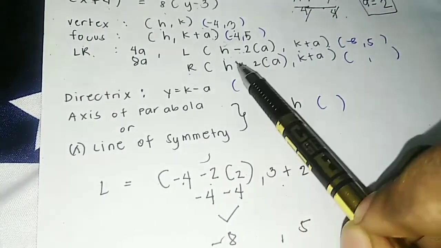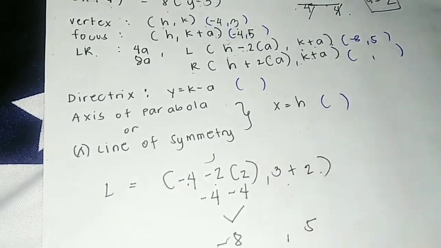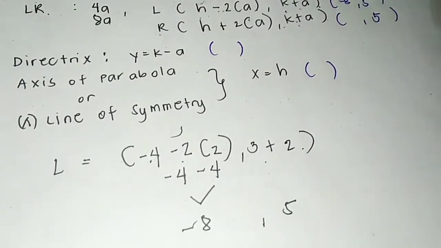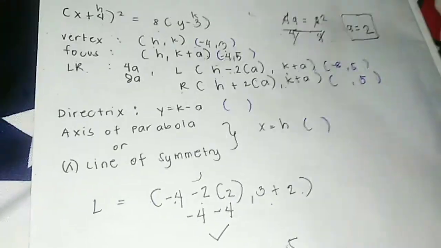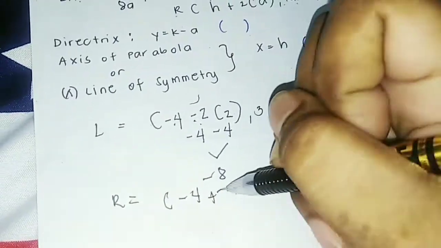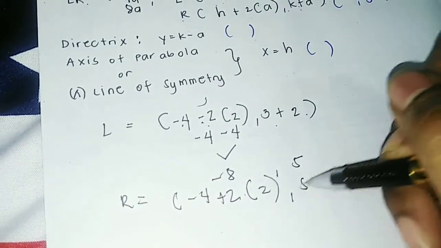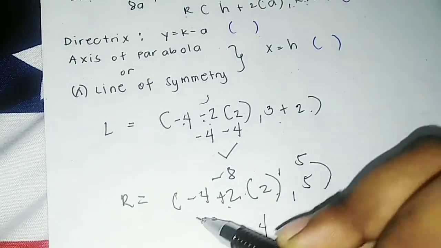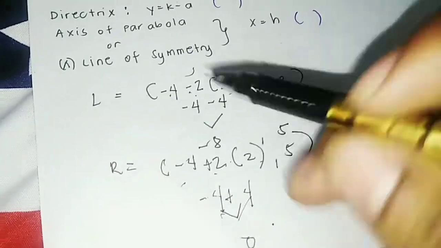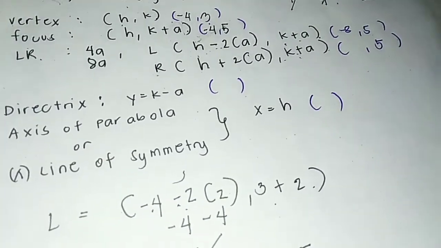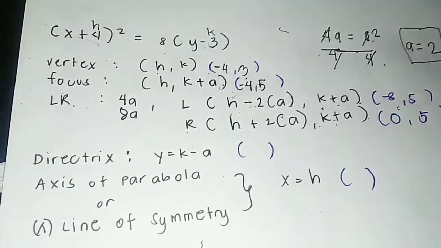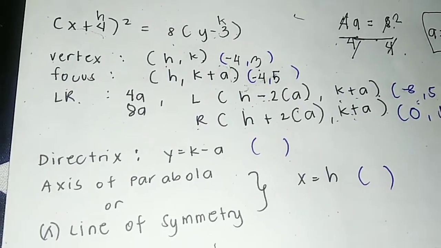Ang next po natin is ang ating right in which h plus 2 times the quantity of a and k plus a. So, meron na tayong k plus a. So, dito na yan. 5 na agad. Kinuha na natin yan kanina. So, 5 na siya. Ito na k plus 2. And dito, magbago lang po yung sign. So, r is equals to negative 4 magiging plus 2 times 2. Ayan. So, kapag sinulve po natin yan, ay 2 times 2 is 4 plus negative 4. So, magiging 0 kasi naging minus or subtraction. So, 0 po ang ating right. In which 0 and 5. So, ayun po ang ating latus rectum. Negative 8 and 5 and 0 and 5.